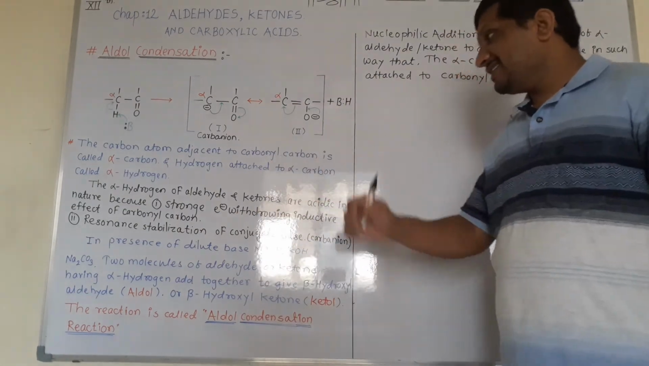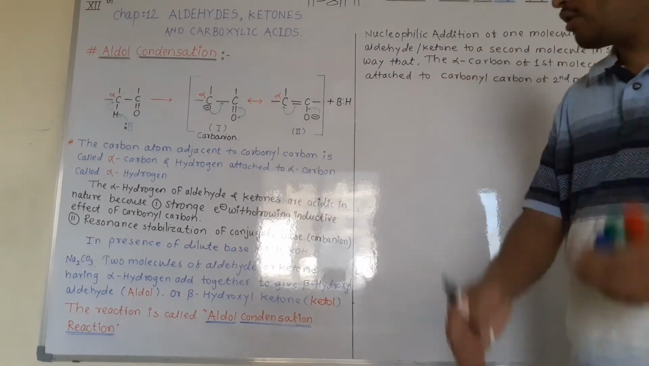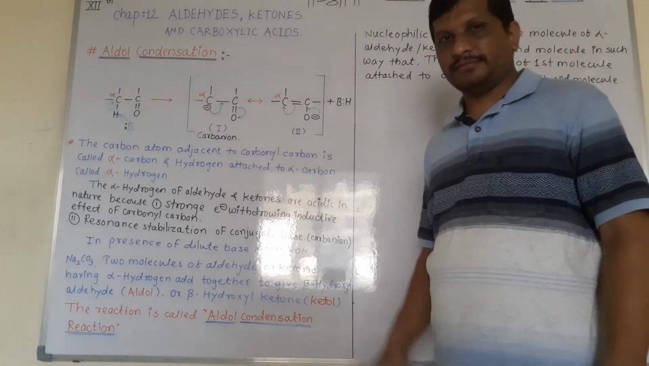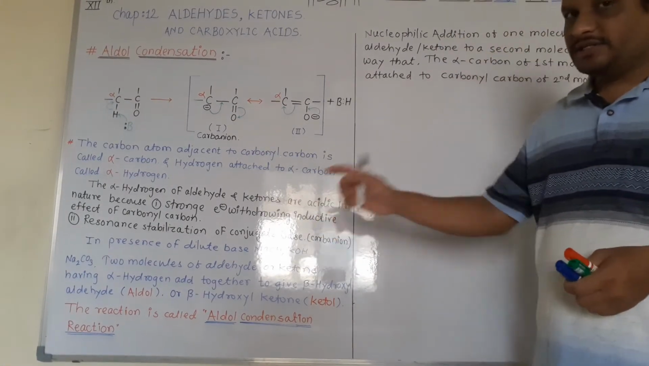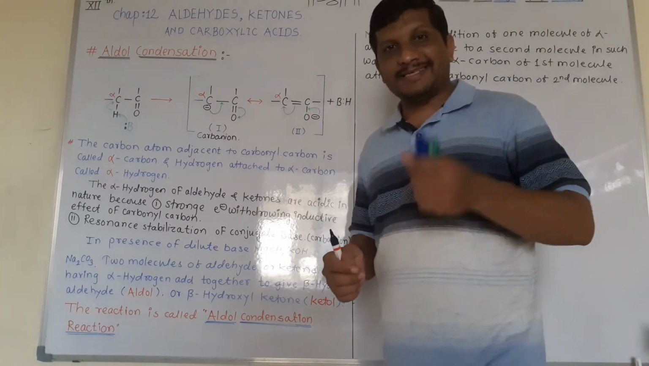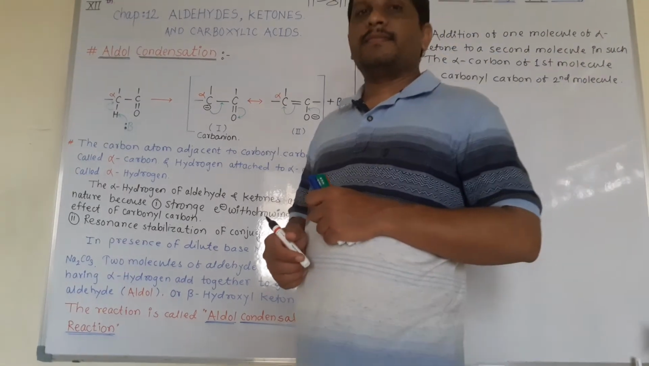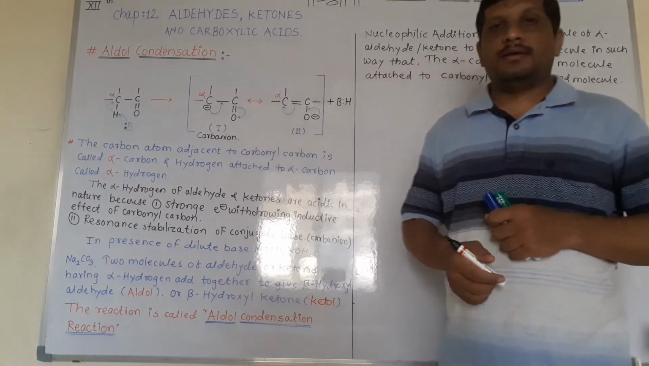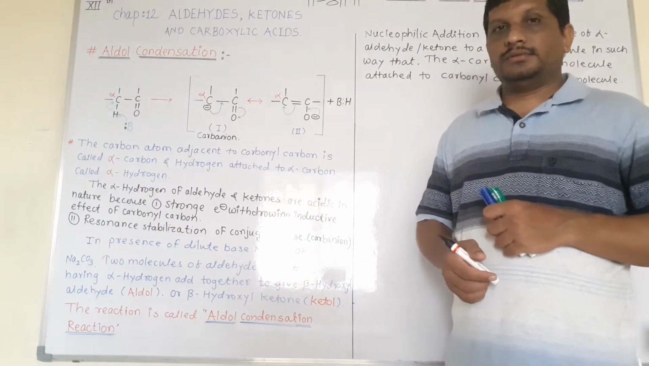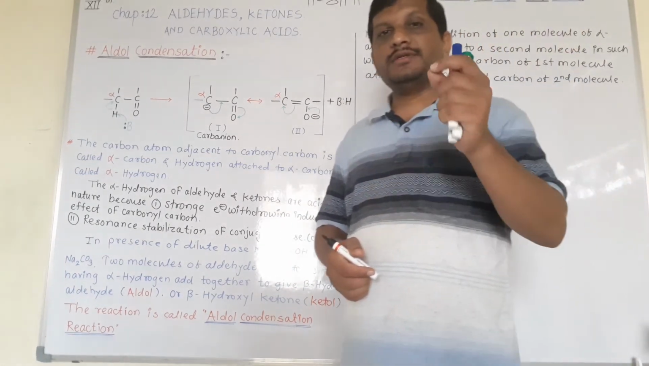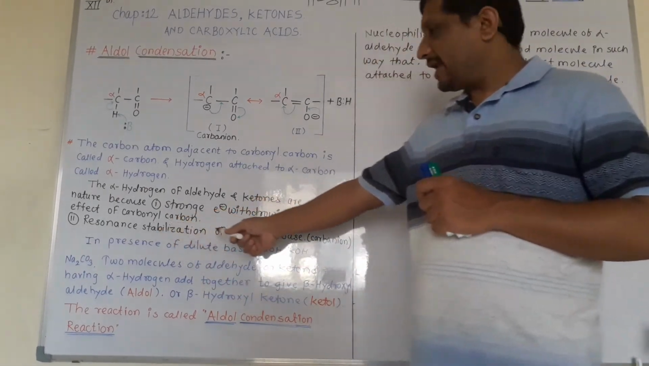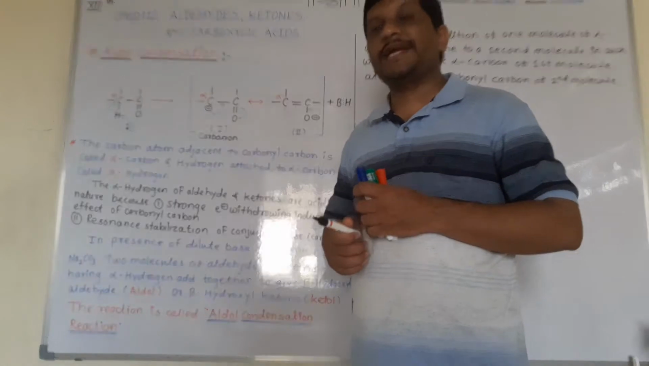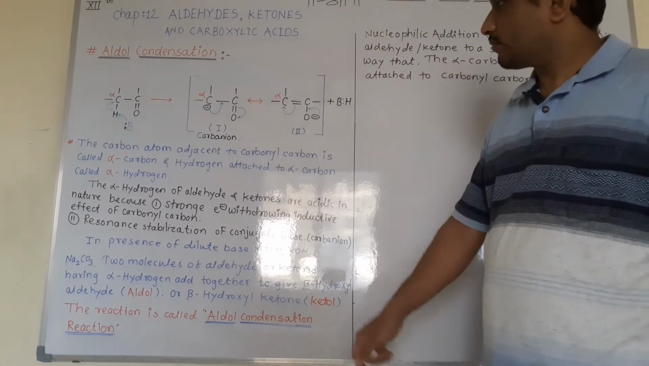The first reason is the strong electron-withdrawing inductive effect of the carbonyl carbon compound, and another reason for the acidity of the alpha hydrogen is the resonance effect, resonance stabilization of the conjugate base carbanion.